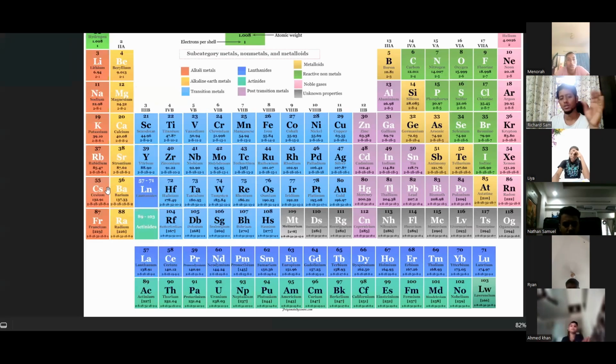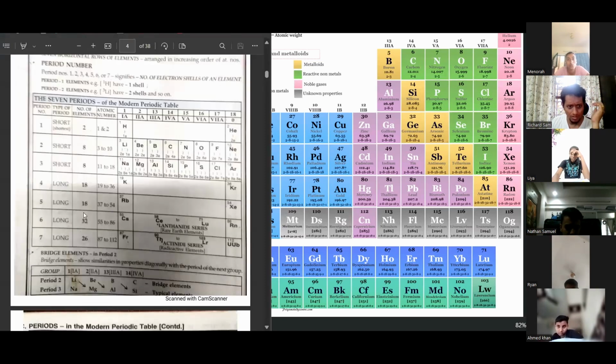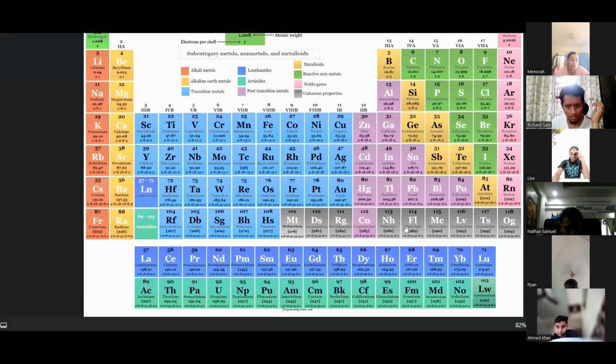How 32? 2 plus 6, that's 8. 8 plus 10, 18. 18 plus 14 is 32. Okay. So 32 elements in this period 6. And in the same way, period 7 also has a big group in between that is called the actinides, starting from actinium till the end, Lawrencium. So these are again 14 of them.